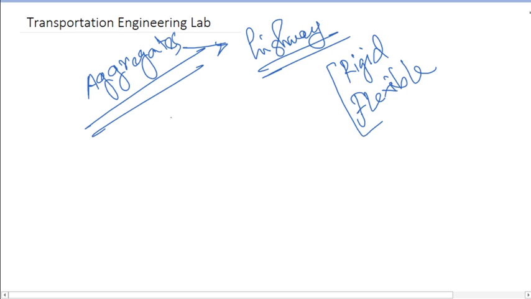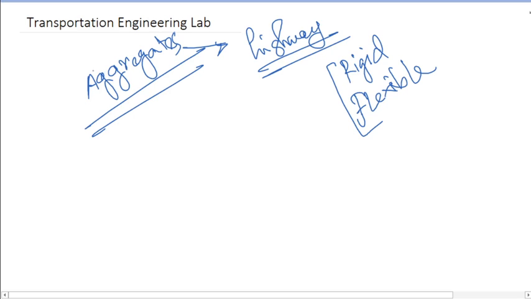Now after aggregates, there are many experiments regarding aggregates, as we said in the very beginning of this sessional course, but all of those experiments will not be covered here. We have just covered some representative, important tests so far.